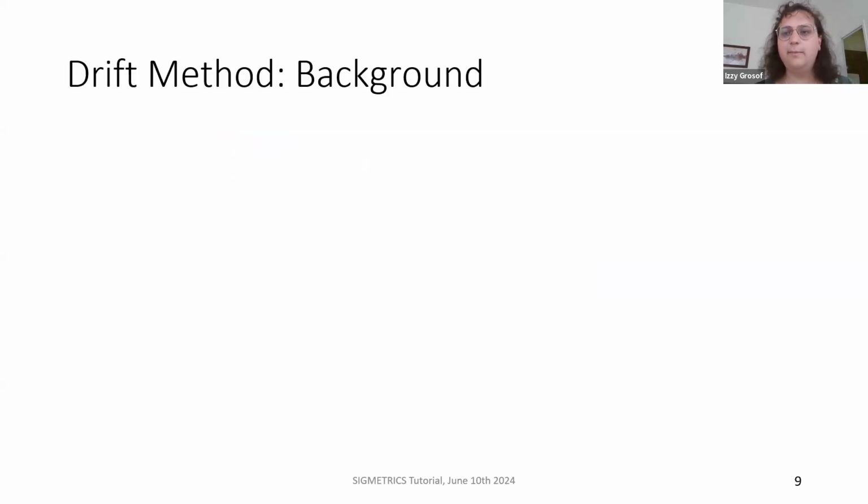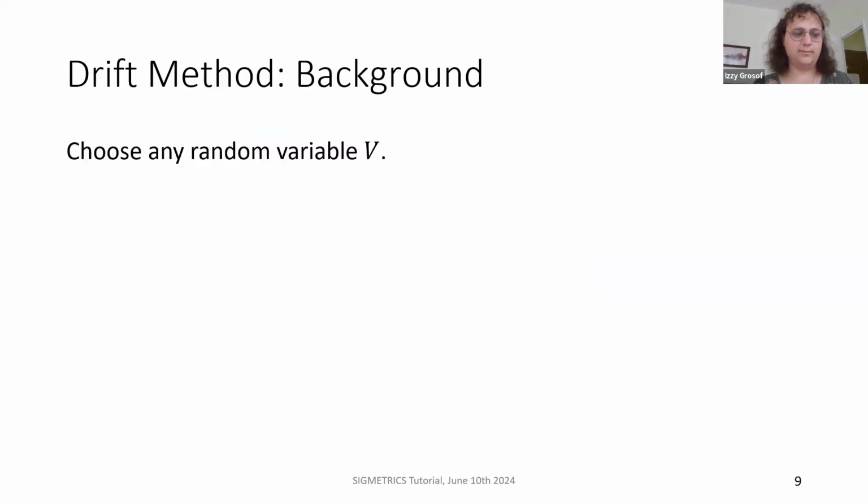All right, now the method we're going to use for analyzing mean Q-length is something called the drift method. I'm going to give you a bit of background. It's sort of a tutorial within a tutorial. I'll give you background on the drift method, and if you understand that, that's how we'll analyze the mean Q-length in this MAMS system.